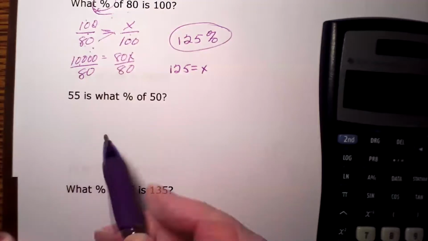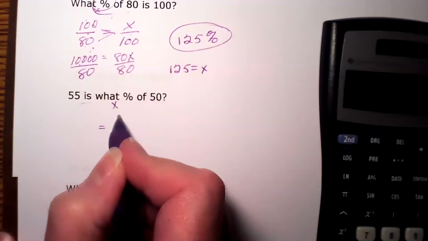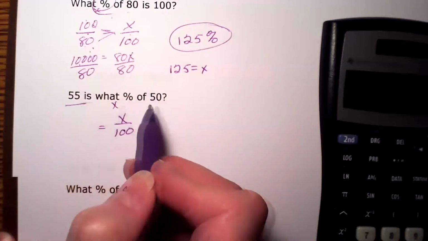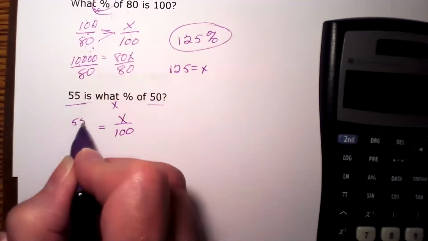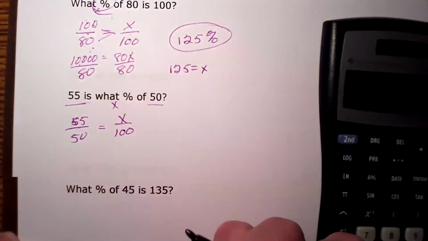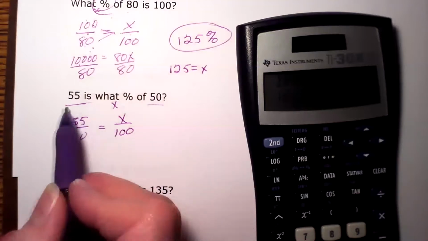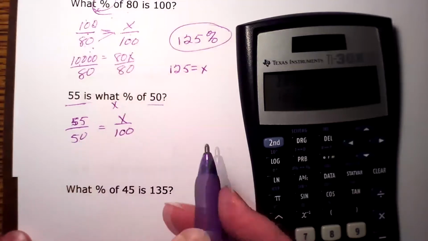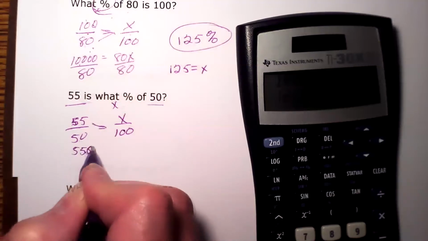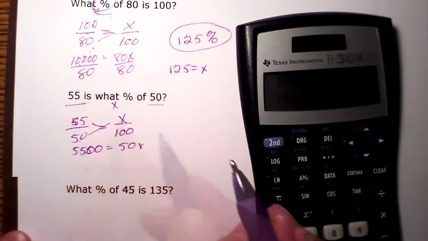Let's do another one. So 55 is, again, we're looking for the percent, so x over 100. 55 is some percent of 50. So 55 is a part of 50, or is based on 50. Again, the top is bigger than the bottom, but that's okay when it's set up. You're going to have larger than 100%. So 5,500 equals 50x. This times this equals this times this.